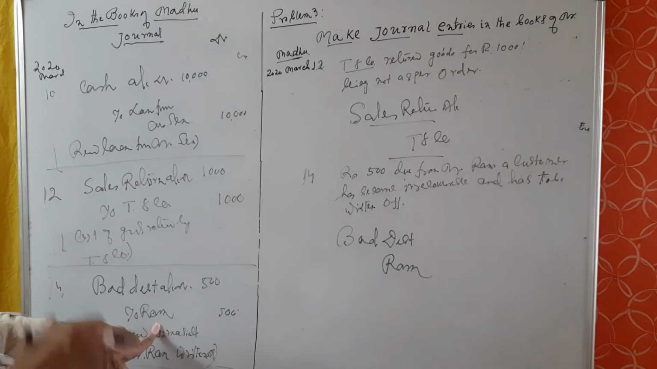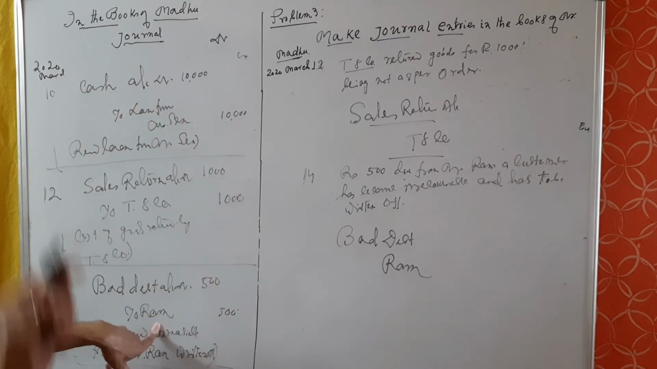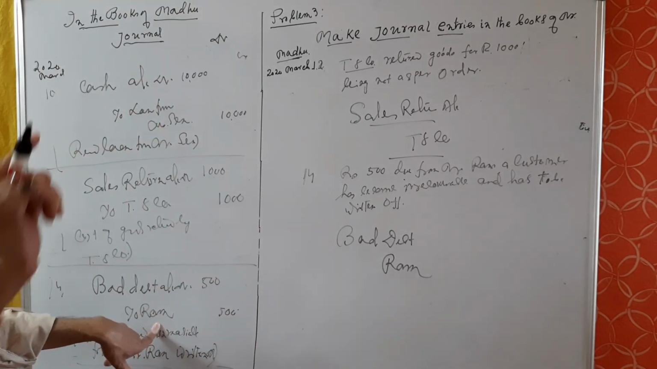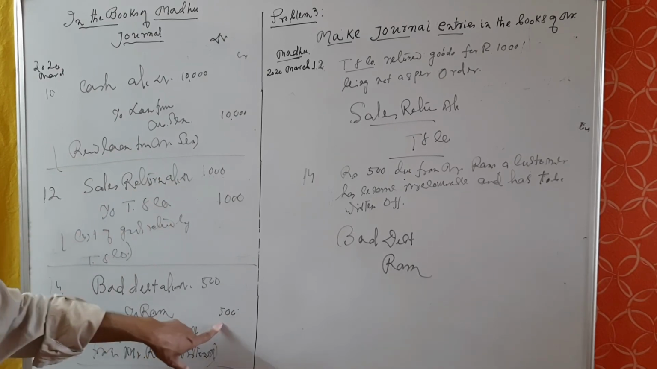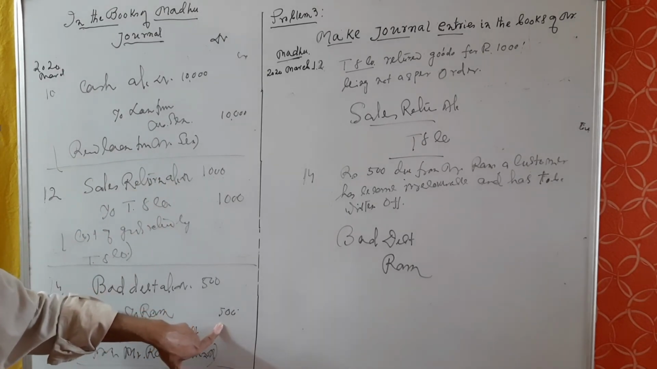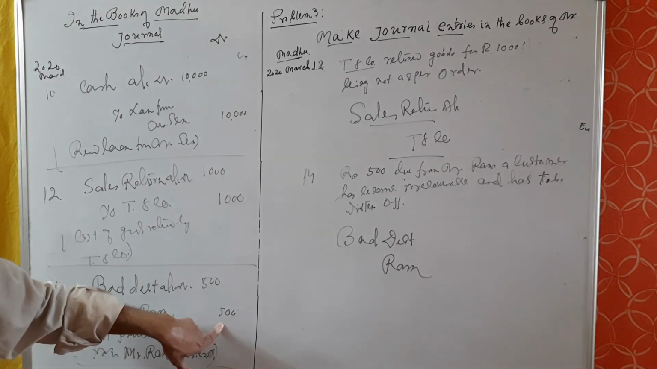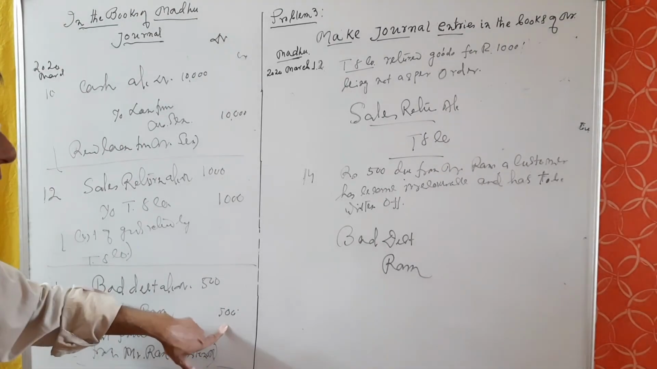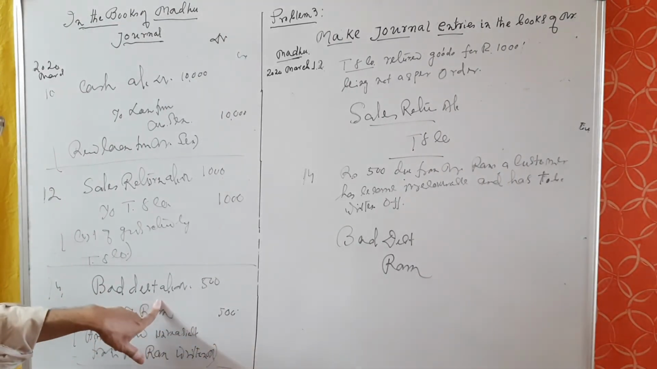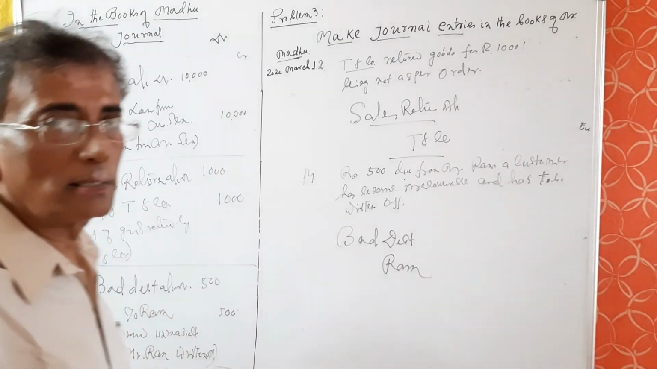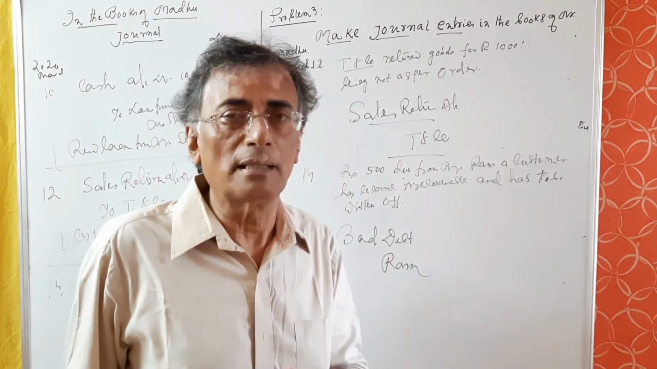There was a debit balance in his account. When you sell goods, what was the entry? Ram account debit to sales. So Ram account is being credited because that amount cannot be realized from Mr. Ram. So his account has been closed as full and final settlement by debiting bad debt account. So this is all about today's transactions.